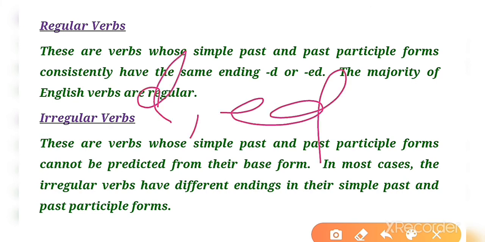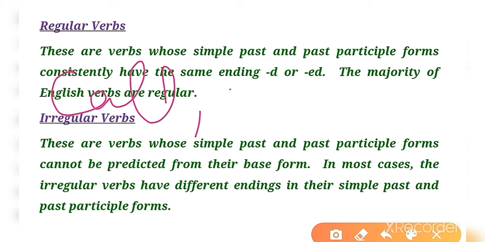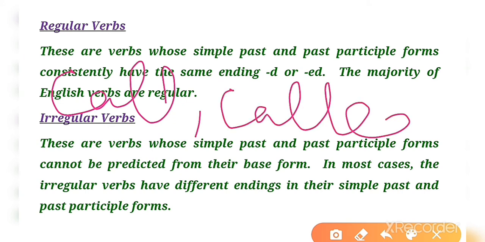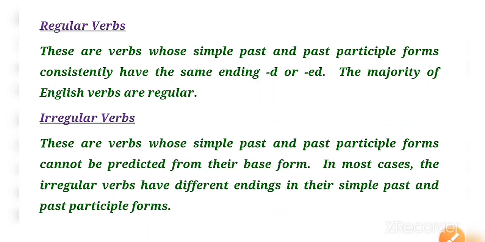The -ed form is called a regular verb. Basically, I just want to give you an example. You can write, suppose you are going to write the example "call", then it will be "called" in the second form, and then "called" in the third form. In the same way, there are many examples, like "talked" and "talked", and so on.